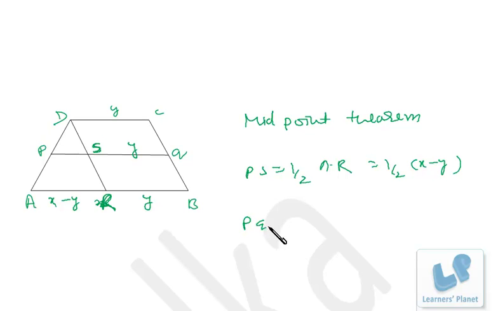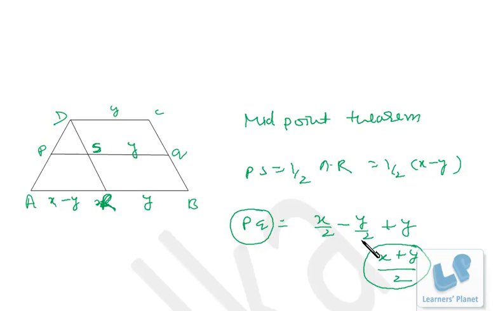So PQ will be X by 2 minus Y by 2 plus Y, right? So it's X by 2 plus Y by 2, right? Y minus Y by 2, you'll be getting Y by 2. So it is (X plus Y) by 2. So that's an important derivation, right?